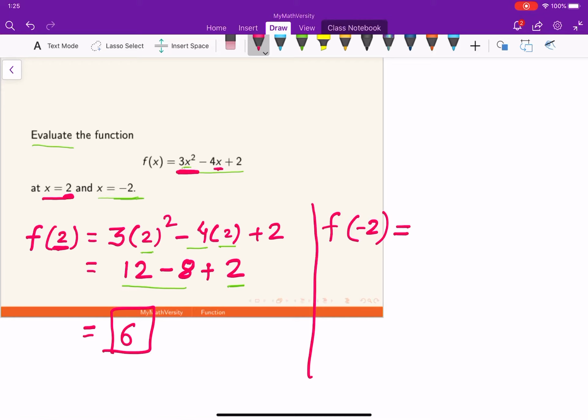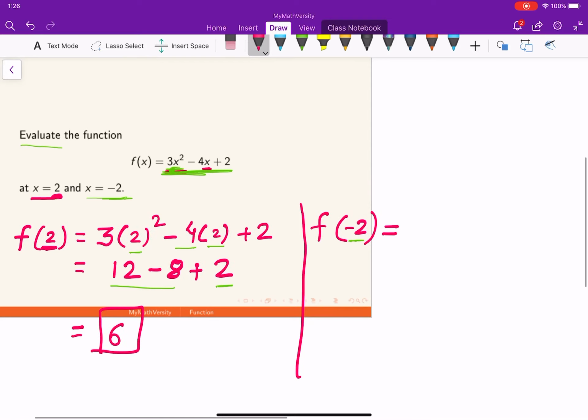That means we need to now replace x on the given function. Wherever there is x, we need to replace that completely now by negative 2. It's the same thing as what we have done earlier, but with negative 2, whatever number we have, we do the same thing. We just need to replace x completely by the number wherever we have to evaluate, right?